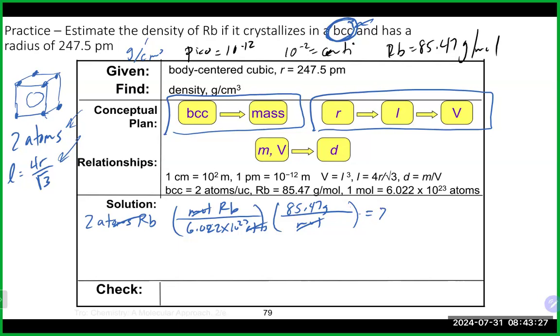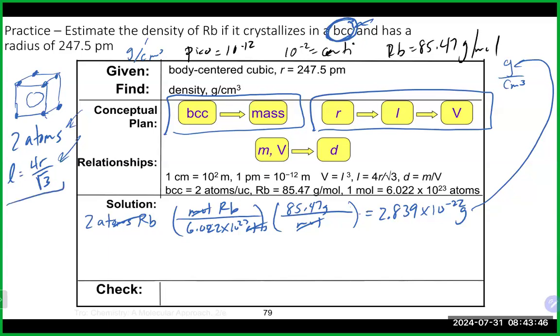Going to get us 2.839 times 10 to the minus 22 grams. That again is, if we think about our density, the mass part or the grams part that we need. Any questions on that there?